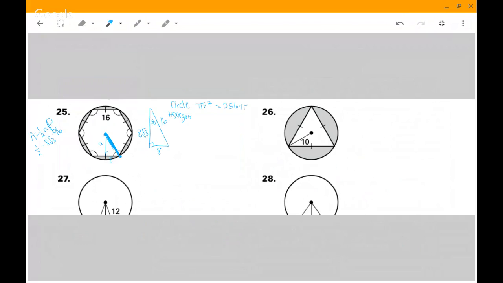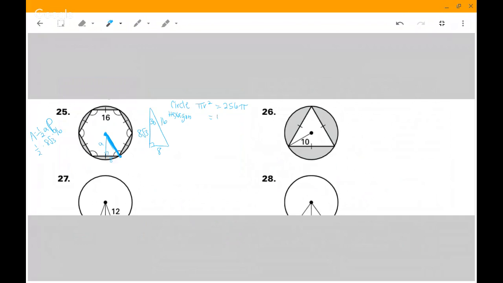Stop, Rudy. Stop this here. Don't move further. So what'd you get for the area of the hexagon? I got 665.1. Yes. So in the calculator, you can do 256 pi minus 665.1, and that would be the shaded region. Does that make sense? Yes.